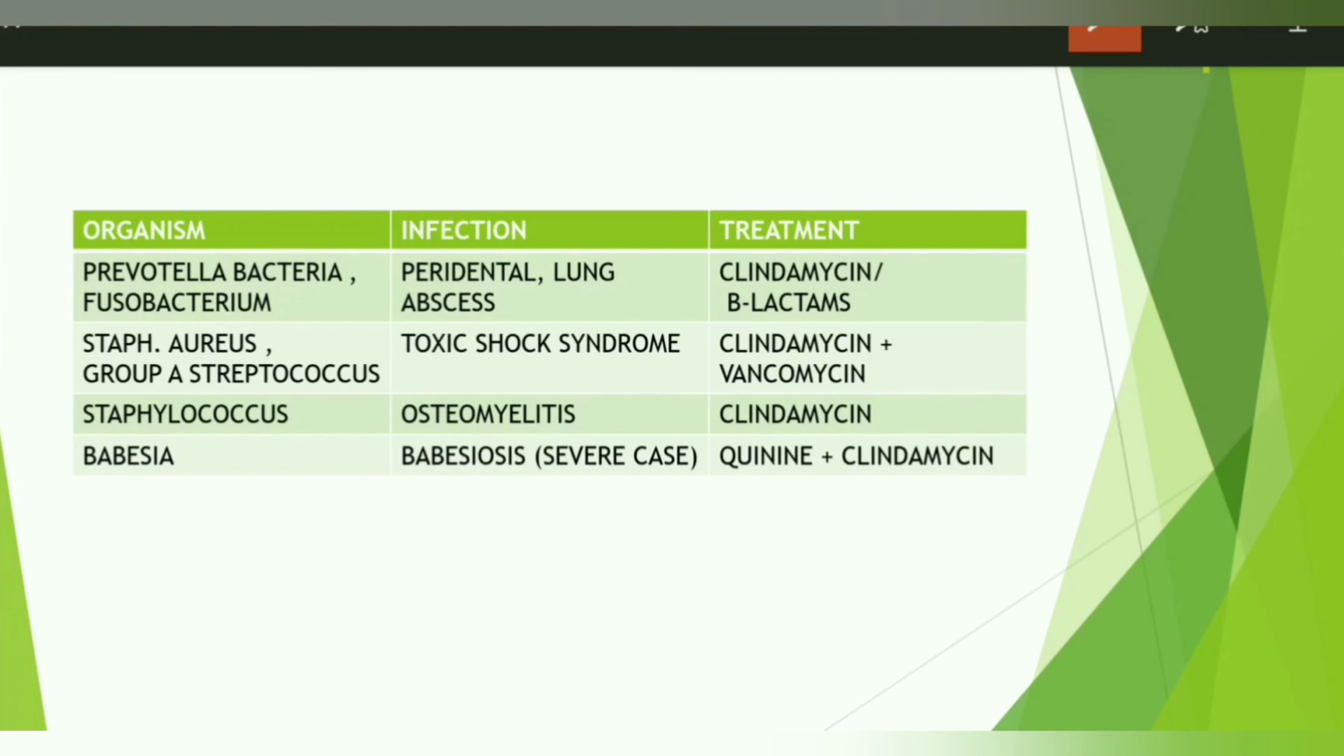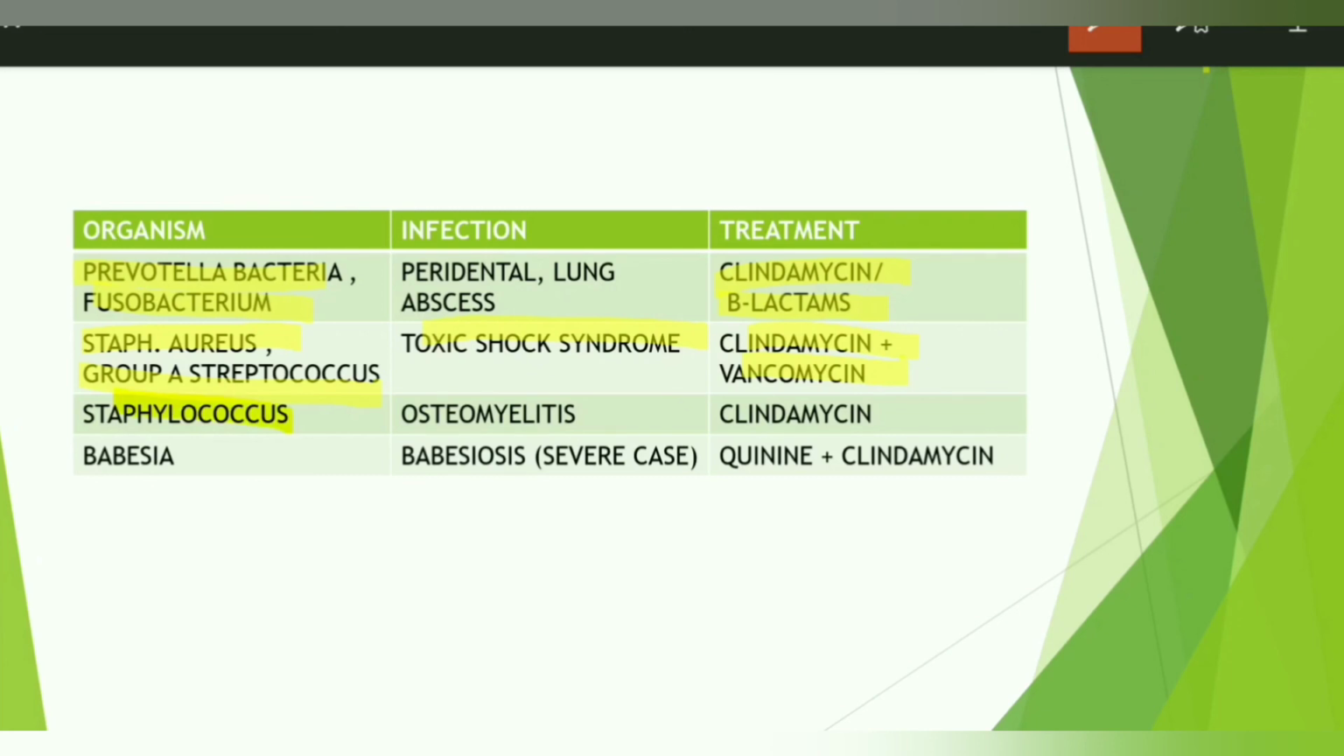Now we will discuss the further uses. Prevotella bacteria or the Fusobacterium causes peridental or lung abscess. The treatment here is clindamycin or beta-lactam antibiotics. Staph aureus or group A Streptococcus produces the toxins and hence causes toxic shock syndrome. Clindamycin and vancomycin is the treatment. The clindamycin decreases the toxin production in the gram-positive bacteria.